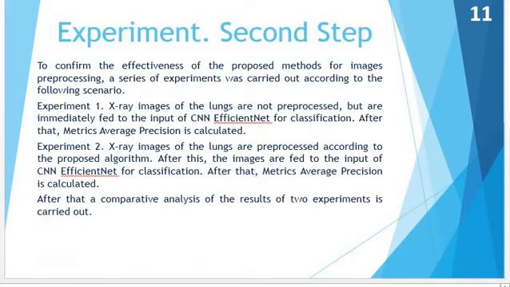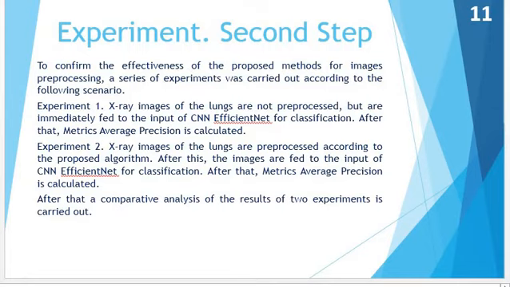To confirm the effectiveness of the proposed methods for image preprocessing, a series of experiments was carried out according to the following scenario. First experiment. X-ray images of the lungs are not preprocessed, but are immediately fed to the input of the CNN EfficientNet for classification. After that, a metric, average precision, is calculated.